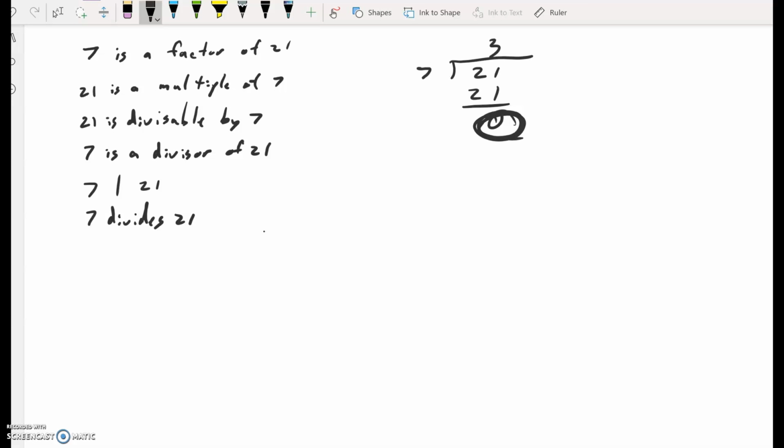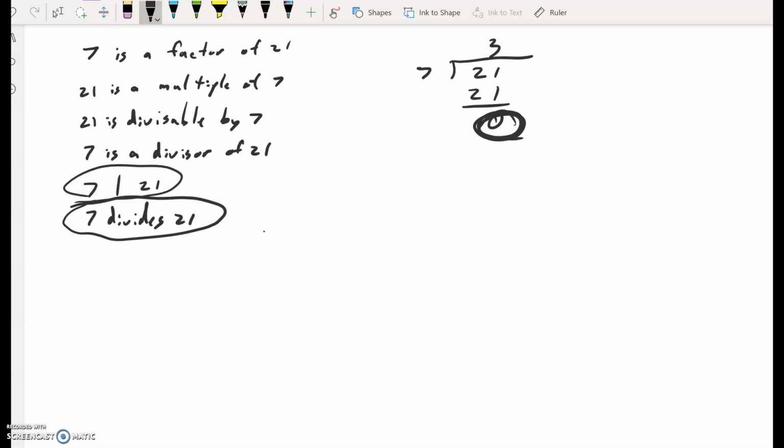It goes in evenly. In that case, we can say 7 is a factor of 21, or 21 is a multiple of 7, or 21 is divisible by 7, or 7 is a divisor of 21, or 7 divides 21 with symbols, or 7 divides 21 with words.